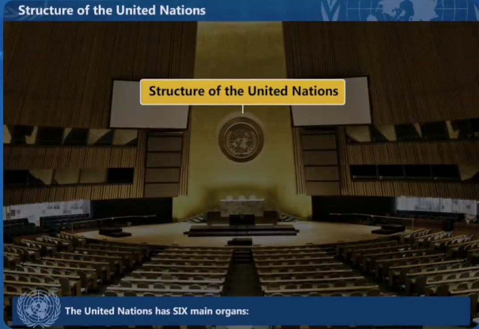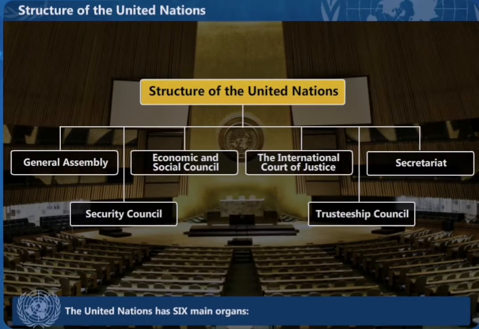The United Nations has 6 main organs. 1. General Assembly. 2. Security Council. 3. Economic and Social Council. 4. International Court of Justice. 5. Trusteeship Council. 6. Secretariat.